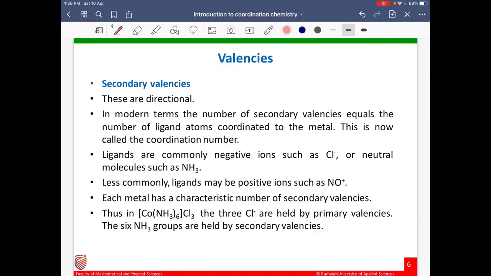In this example, Co(NH3)6Cl3, the 3 Cl- are held by primary valencies and the 6 NH3 groups, which are inside that square bracket, are held by secondary valencies.